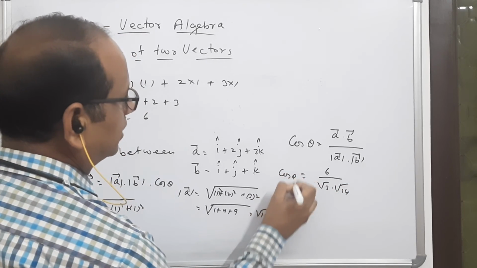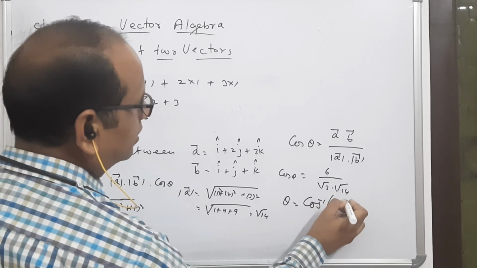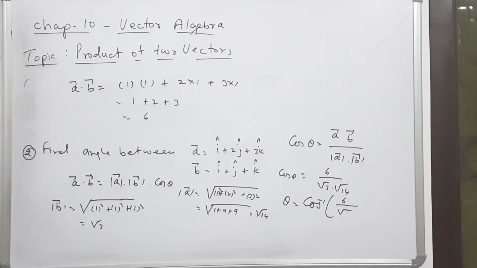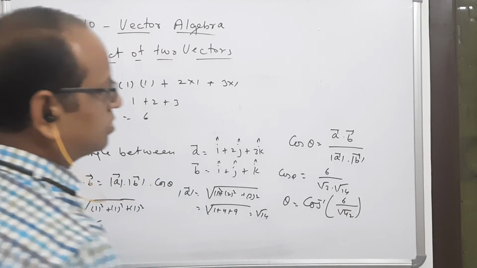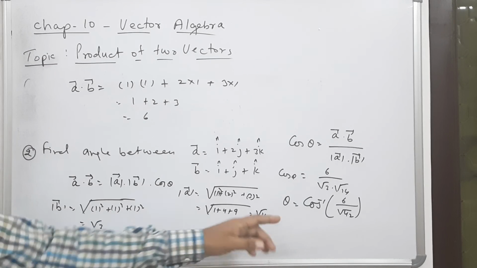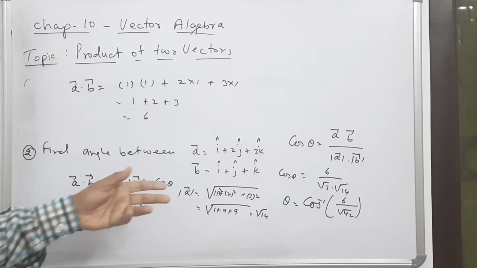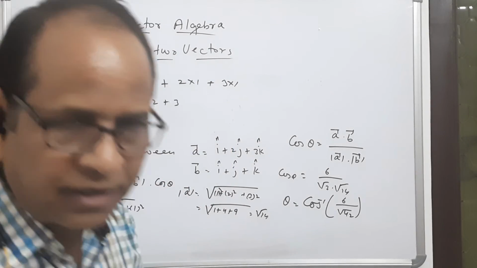This is cos theta. So what will be the value of theta? It is cos inverse of 6 upon root 14 into 3, that is 42. So that is the angle between the two vectors. In this way we can find the angle between two vectors. We can find its dot product. We can find the magnitude. So I hope this part is clear to you.